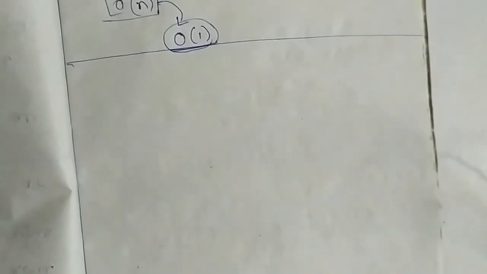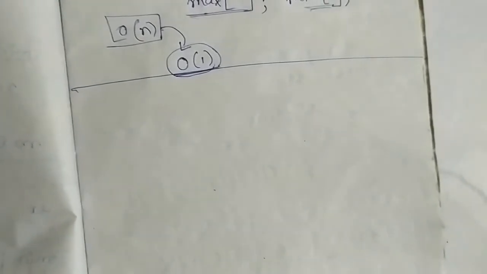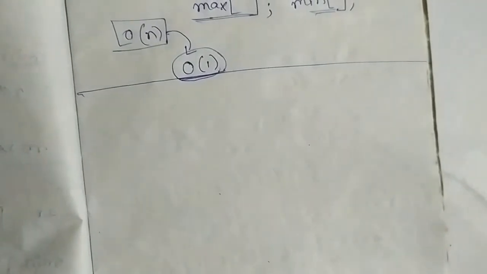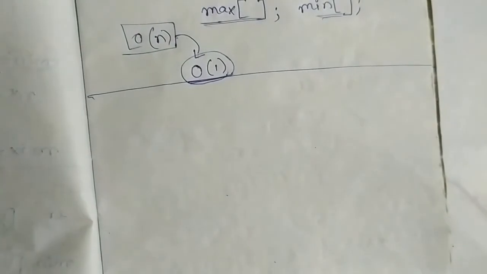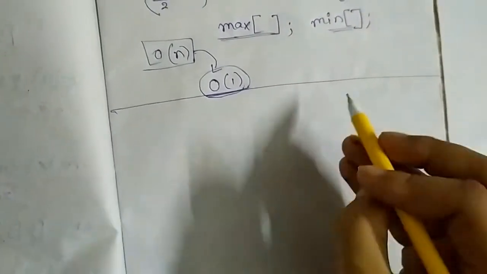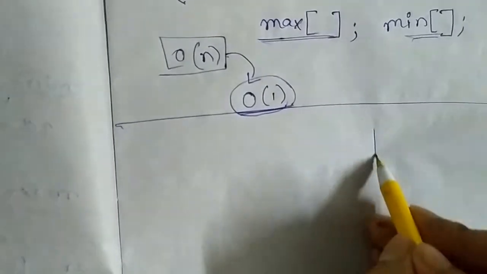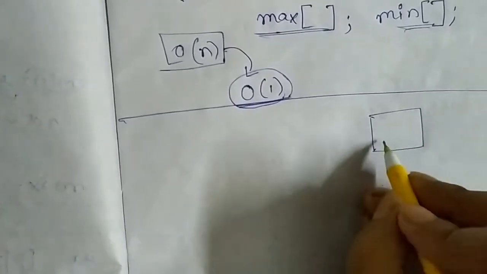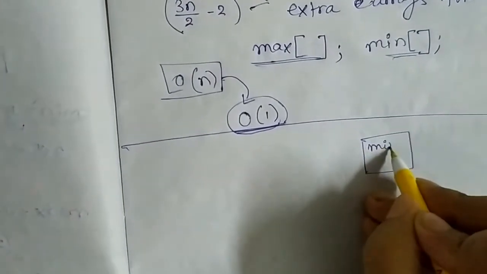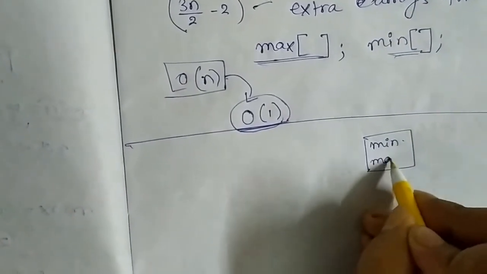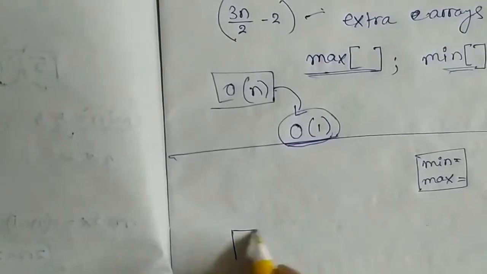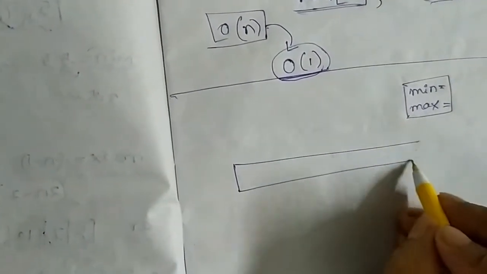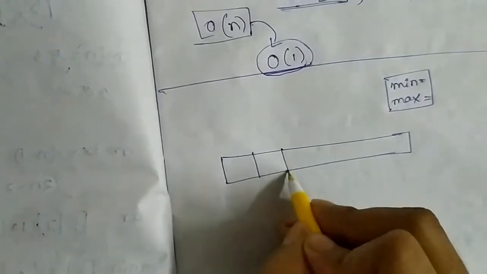To find the maximum and minimum element after 3n by 2 minus 2 comparisons without using any extra space, we need a structure. What is the structure all about? Inside the structure we keep a variable min, and we will keep a variable max. And the thing we did last time, we will do almost the same thing.